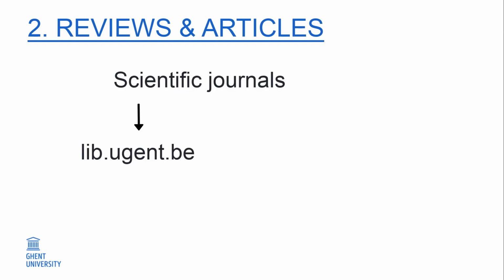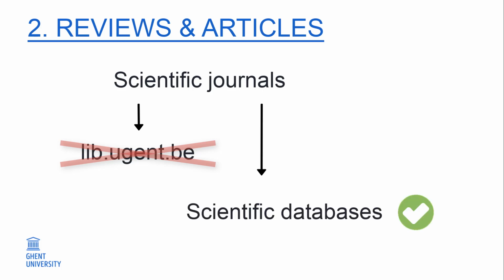Both reviews and articles are published in scientific journals. On the University Library website, you can look for individual journals to which Ghent University has access. However, it is strongly recommended that you do not search for reviews and articles in this way. Searching on a journal-by-journal basis is too cumbersome and time-consuming. A much better way to query scientific journals is to use scientific databases. These allow you to search for search terms across many journals and publishers all at once.